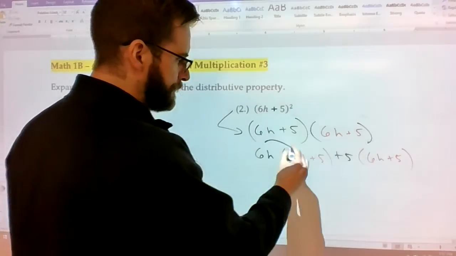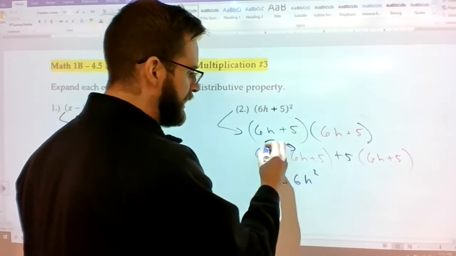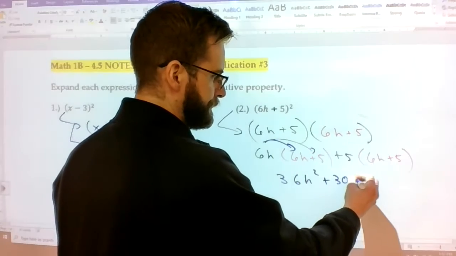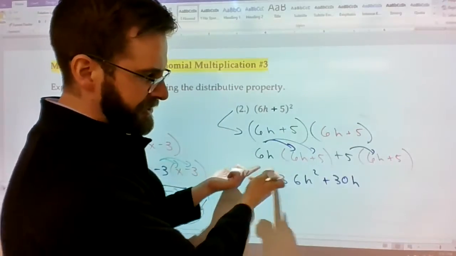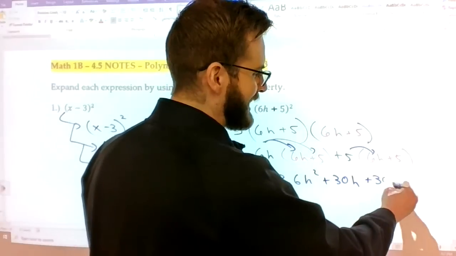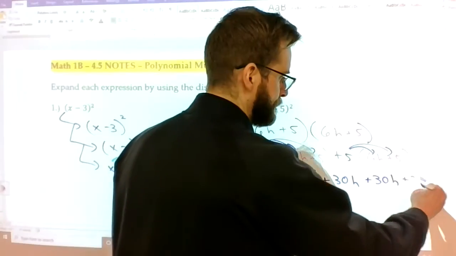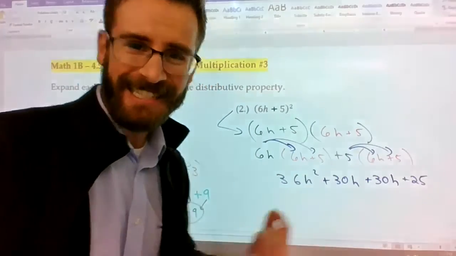Multiply everybody out. 6 times 6 is 36. h times h is h squared. 6 times 5 is going to be 30 with an h attached to it. And this is going to be the exact same thing. 5 times 6h is the same as 6h times 5. It's plus 30h. 5 times 5 is 25. The middles combine to give us 60h.